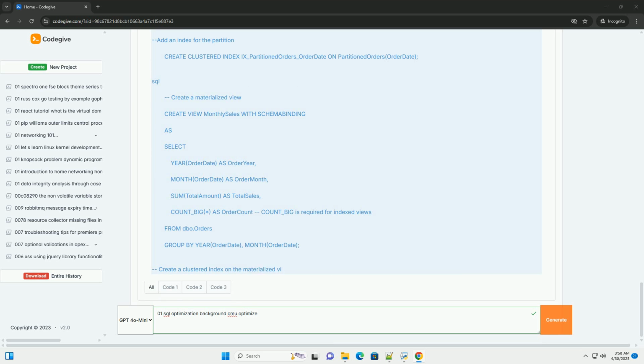Choosing the correct join type. Use inner join, left join, right join, or full outer join based on the desired result. Avoid full outer join unless absolutely necessary, as it can be expensive.